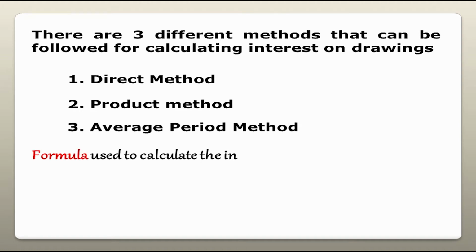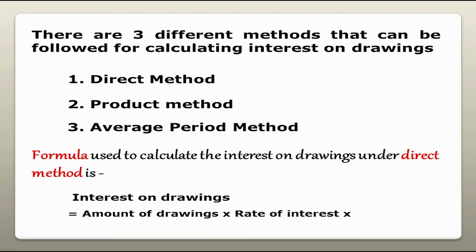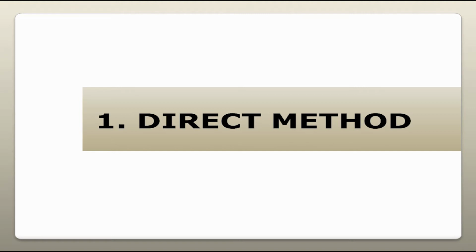The formula used to calculate the interest on drawings under the direct method is: interest on drawings is equal to amount of drawings into rate of interest into time. Now let's see the direct method.